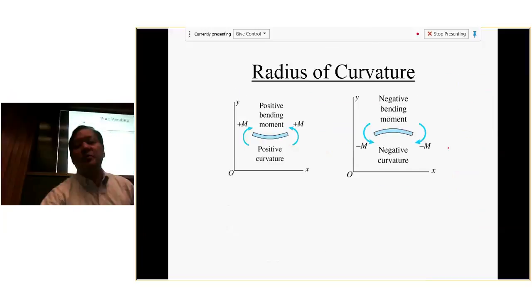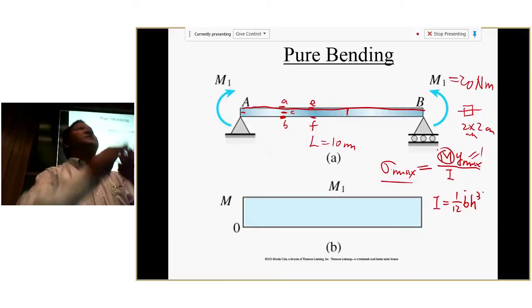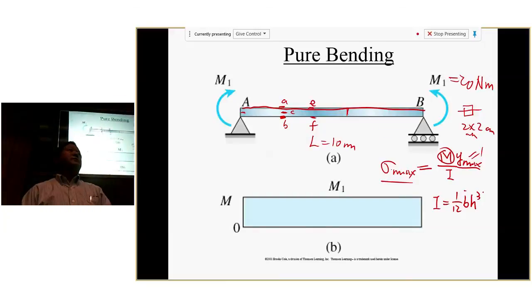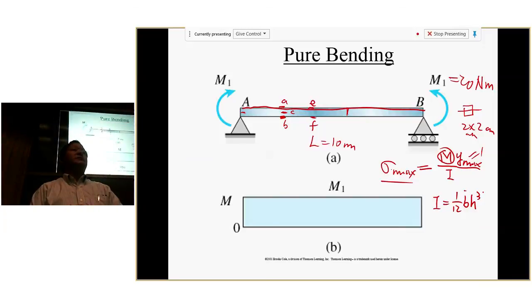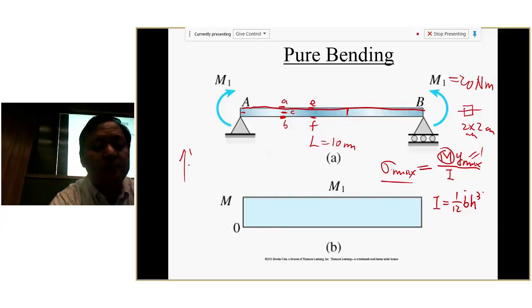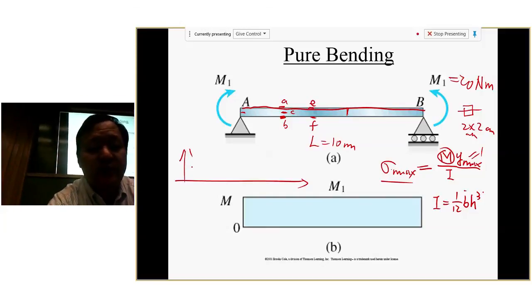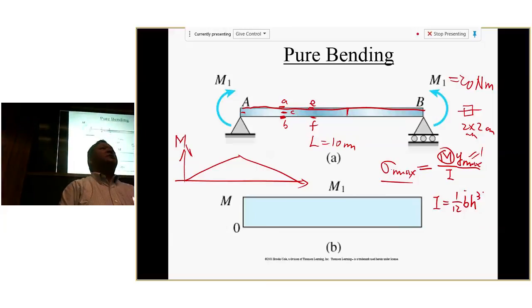The reason is because this M is the same everywhere, right? So therefore, everywhere you have this maximum stress. Now, what if you have a situation with the moment M, let's say you have a beam, and the moment is this way. So this is the M diagram. Now, where will the stress be maximum?